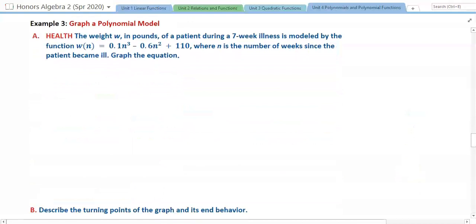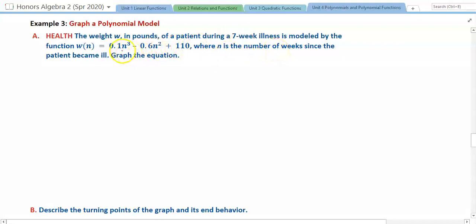And so the last thing we're going to look at is being able to graph polynomial models. We're going to spend a moment here on a couple of steps of this. The weight in pounds W of a patient during a 7-week illness is modeled by the function here, 0.1n to the third minus 0.6n squared plus 110, where n is the number of weeks since the patient became ill. And so they ask us to graph this function.